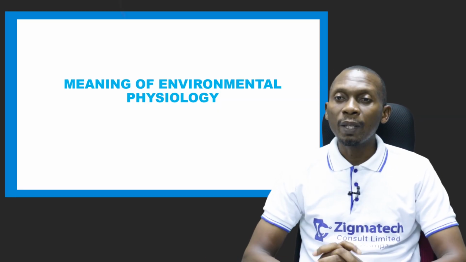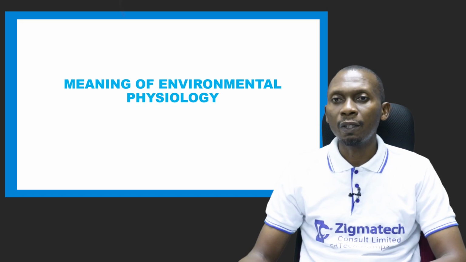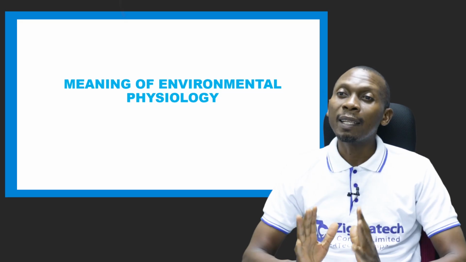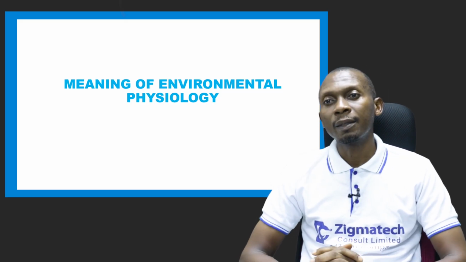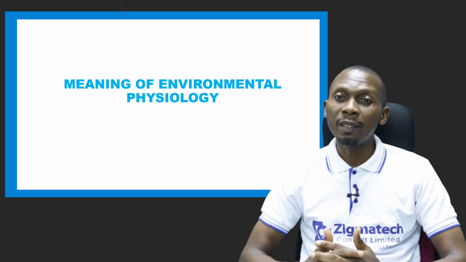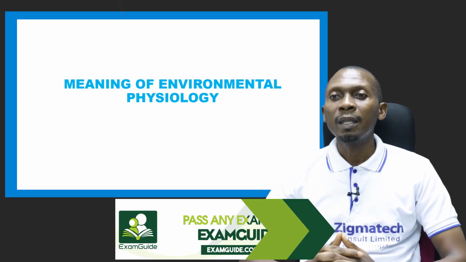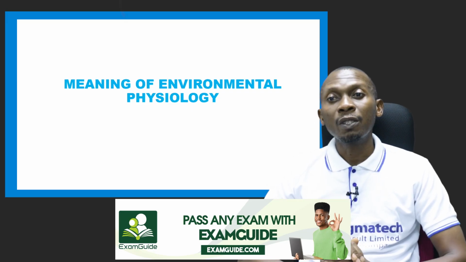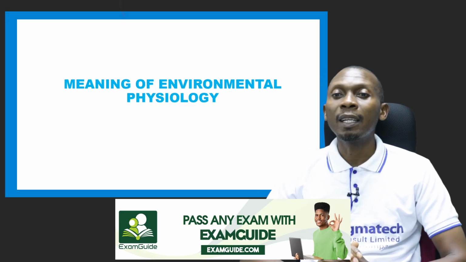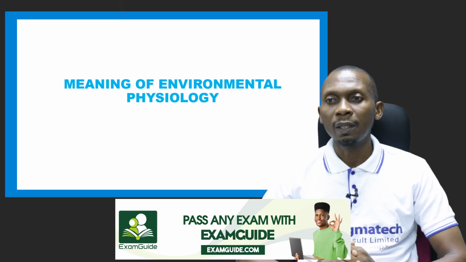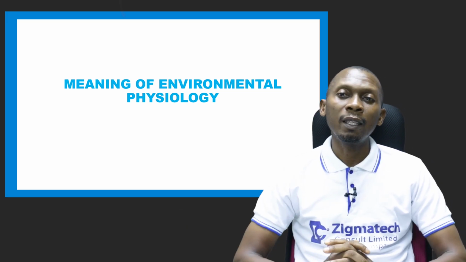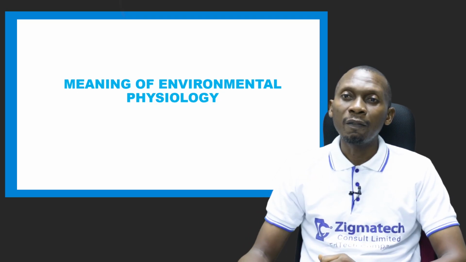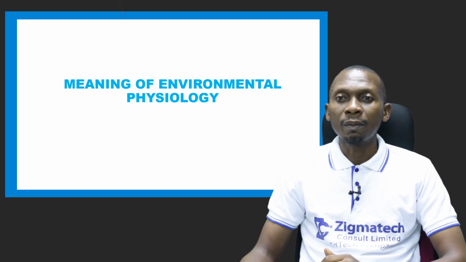We'll be discussing the topic meaning of environmental physiology. Animals and plants exist in a dynamic relationship with their environment, constantly responding to changes in temperature, humidity, light, and other external factors. Environmental physiology explores how living things adapt to these environmental conditions, ensuring their survival and productivity. So we'll get to know more about this in the topic environmental physiology.